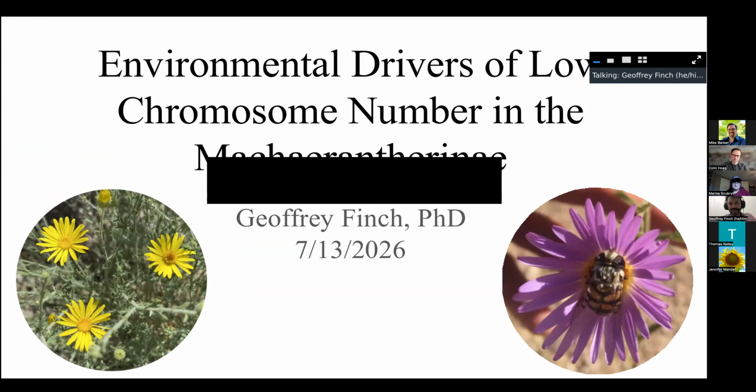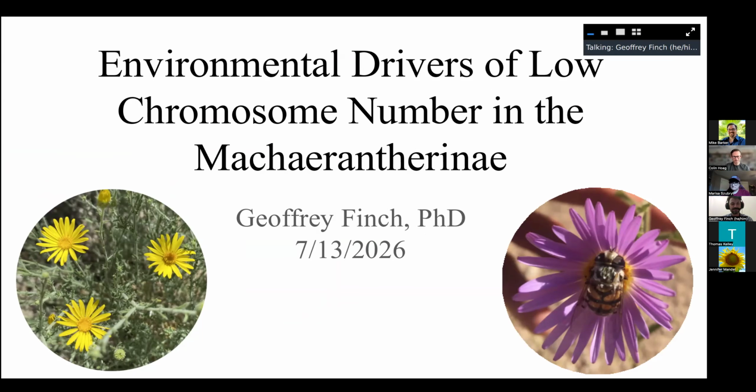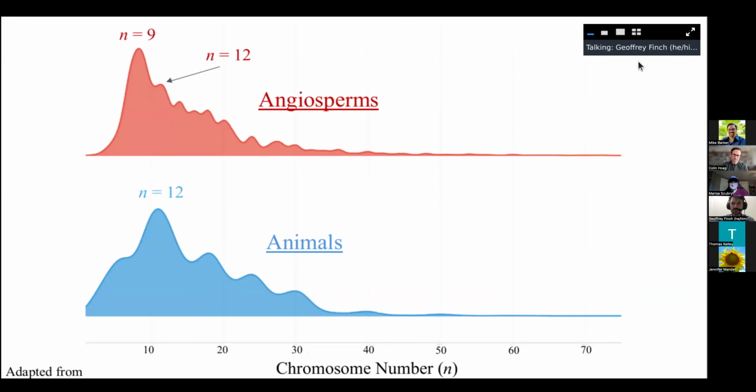Okay, so I've shortened my title a little bit, but I'll be talking about environmental drivers of chromosome number evolution in this subtribe, the Macarontherany. My research largely focuses on chromosome number evolution in flowering plants. In this image, you can see the distribution of haploid chromosome numbers in angiosperms and animals in blue. There's quite a bit of variability in chromosome number, but at the same time, there's this big peak right around n equals 9. So the majority of flowering plant species have somewhere around 9 to 12 chromosomes in their haploid set.